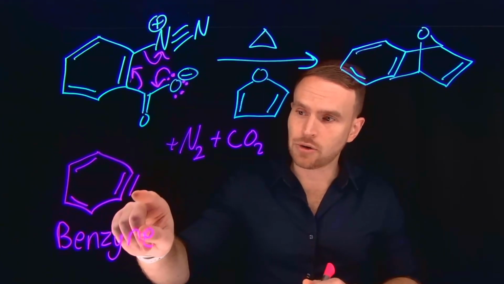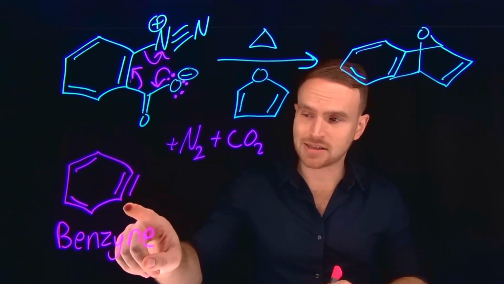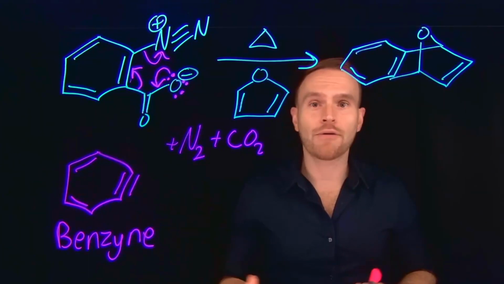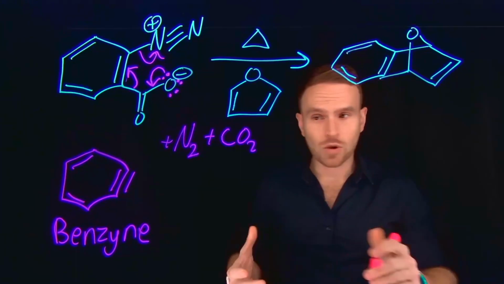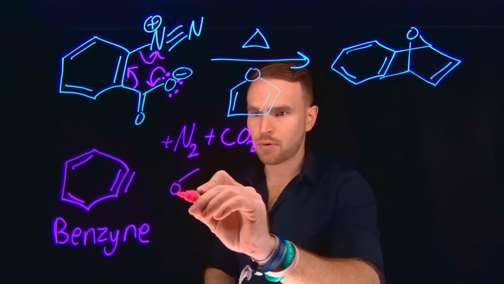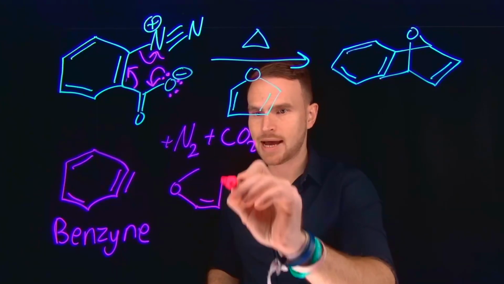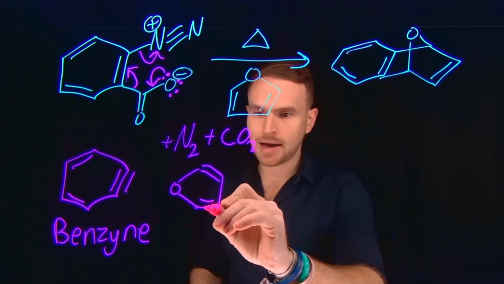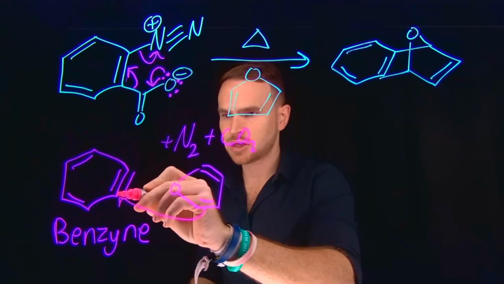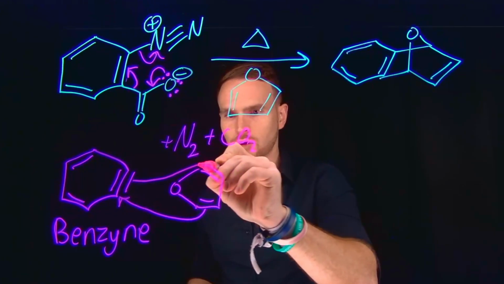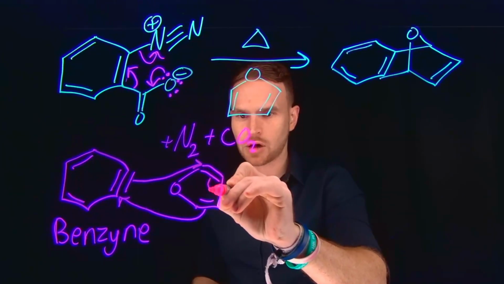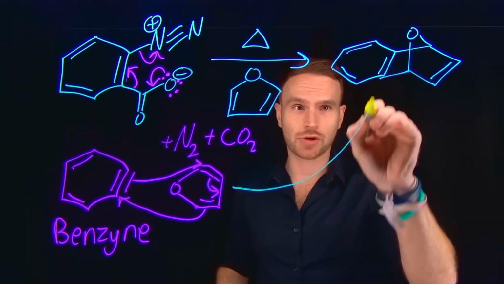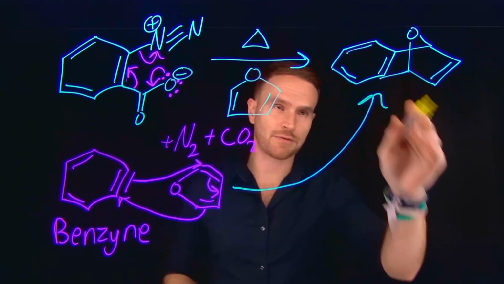And what we've done here is we've created an incredibly reactive intermediate called benzyne, which is going to act as a great dienophile for subsequent Diels-Alder reactions. So once we've generated benzyne, we can bring in the furan, which has the diene portion of our Diels-Alder reaction, where the pi electrons here are going to come to this carbon. These pi electrons will go to this carbon, and these pi electrons will move to being between these two carbon bonds.